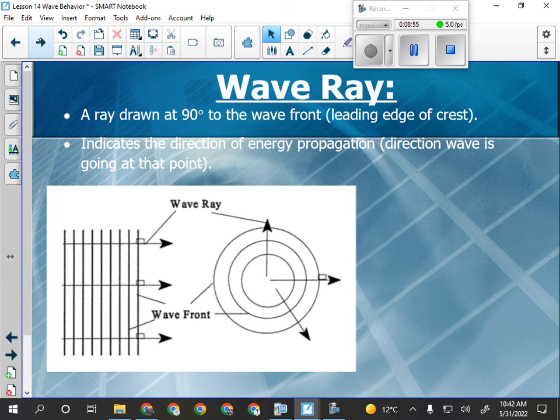All right, and then wave rays, they kind of showed that with the waves. Instead of drawing a whole bunch of waves like this, which is cumbersome and hard to look at, you can represent a train of waves with a wave ray, which is just an arrow drawn in the direction the waves are traveling, perpendicular to the crests. Okay, and so that's all a wave ray is. It's just a line that shows us which way the waves are going.